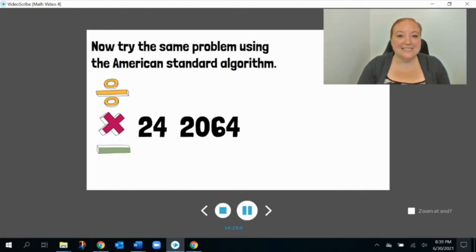Okay, so we're going to try the same problem using the American Standard algorithm. It's the same problem with the same solution, but I want you to work through it so you're able to compare the two processes to see which one you like best. You have a little bit of time right now. If you're on the computer, you might pause. If you're on TV, just work through it, again using the American Standard algorithm.